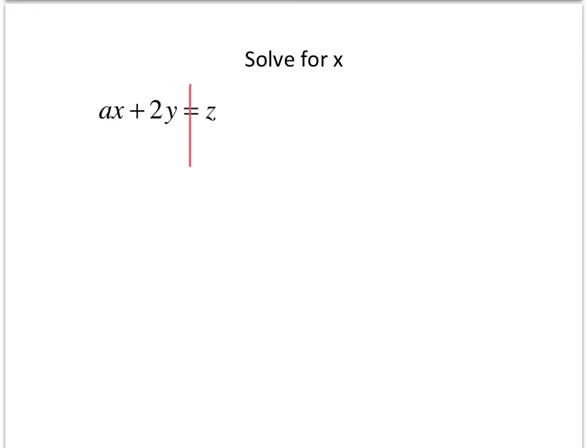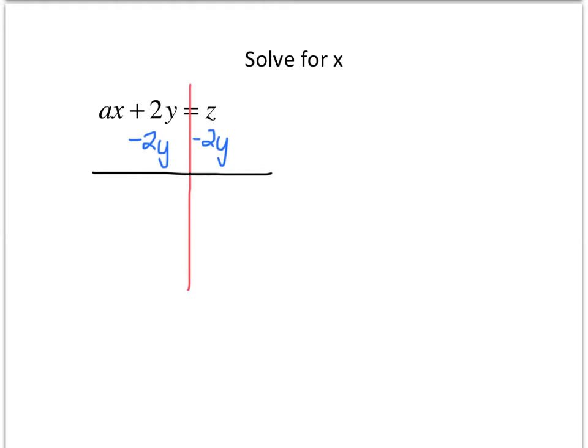So, as we solve this equation, the first thing I should recognize is that I need to deal with this addition of 2y, trying to get the 2y on the other side of the equation. So I'm going to apply the inverse operation, and I'm going to subtract 2y from both sides of the equation. Now as we do this, we note that the z and the 2y on this right-hand side of the equation are not like terms because they are different variables. So I'm not going to be able to combine them, but that doesn't mean I can't rewrite the equation.